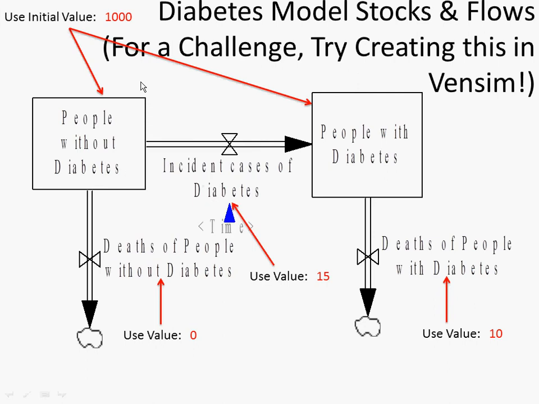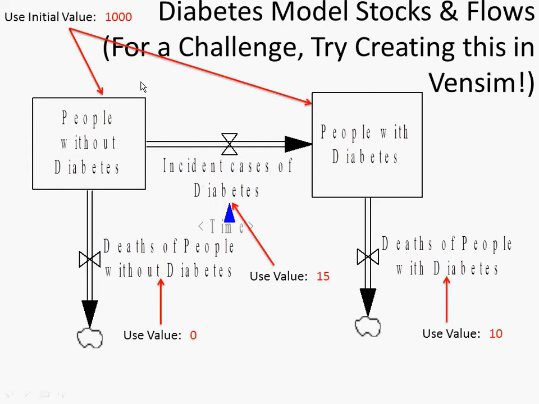The last thing I want to leave you with is, and I suggest you try to create this and run some at home. Here we have people without diabetes, incident cases of diabetes, which is the number of people getting diabetes per unit of time, and then deaths of people without diabetes and deaths of people with diabetes.